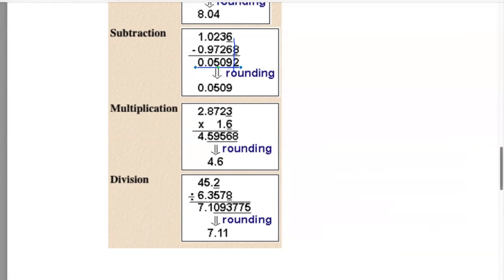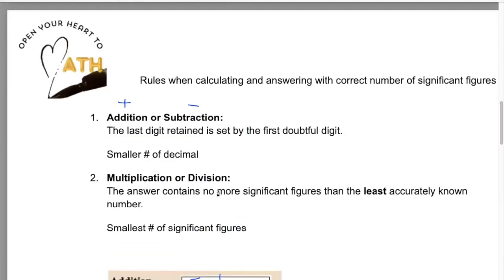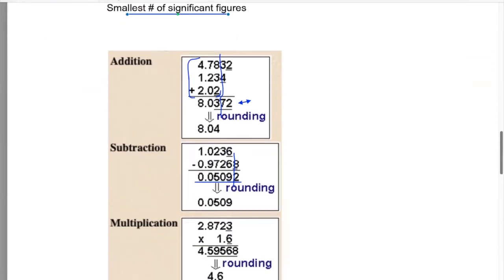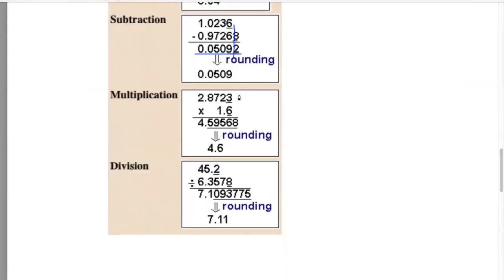The multiplication rule is different. Here we go by the least accurately known number, which means the smallest number of sig figs. So you count how many sig figs each number has, and then you find the smallest one. I'm going to multiply these two numbers. The top number, 2.8723, has 1, 2, 3, 4, 5 sig figs. 1.6 has 2 sig figs. Therefore, we're going to use 2 sig figs for the final rounded answer.